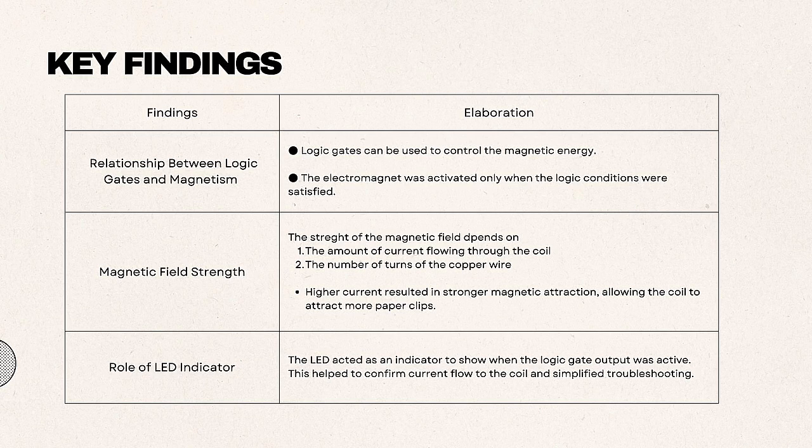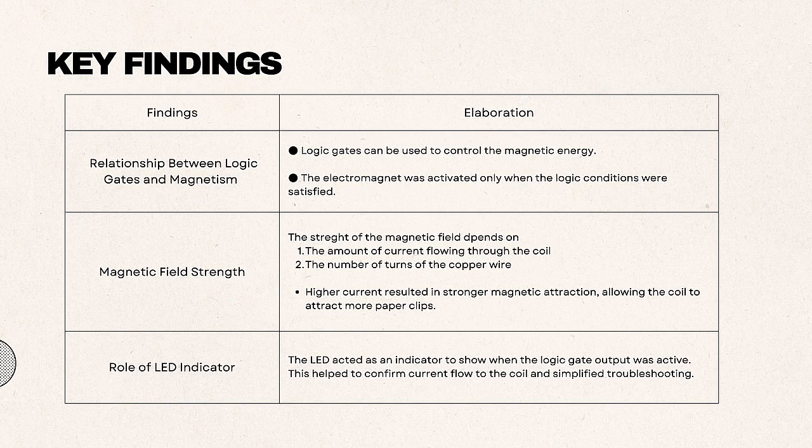Secondly, we find the magnetic field strength. The strength of the magnetic field depends on the amount of current flowing through the coil, and secondly, the number of turns of the copper wire. Higher current resulted in stronger magnetic attraction, showing the coil attracting more paper clips.